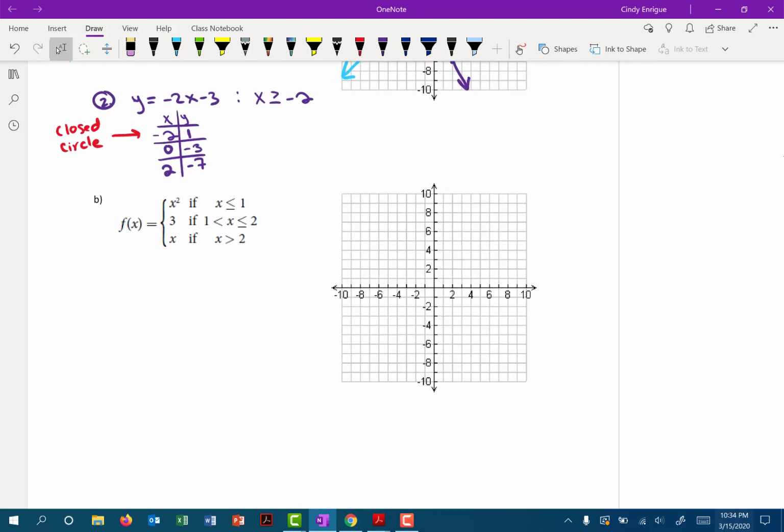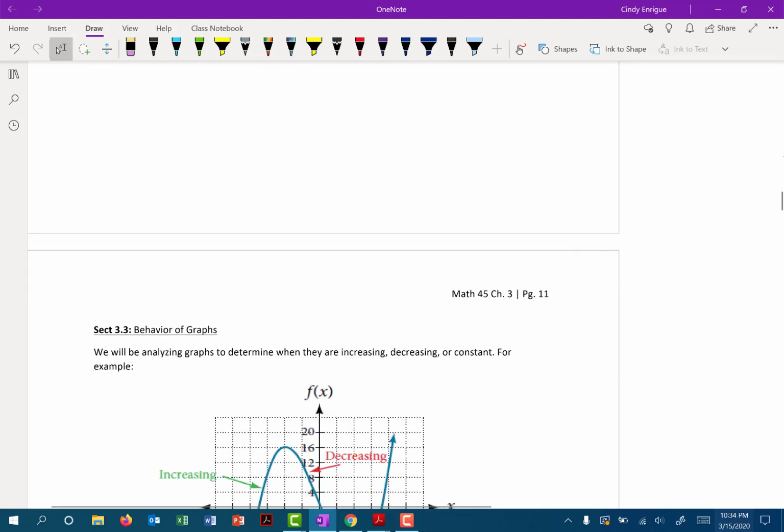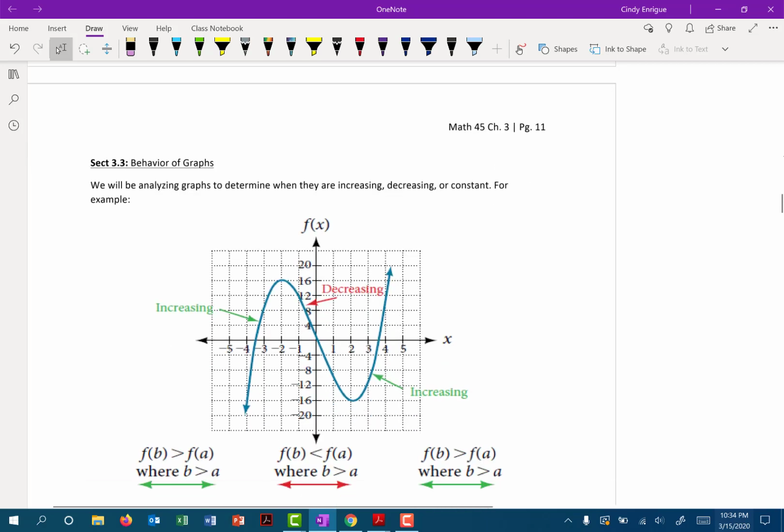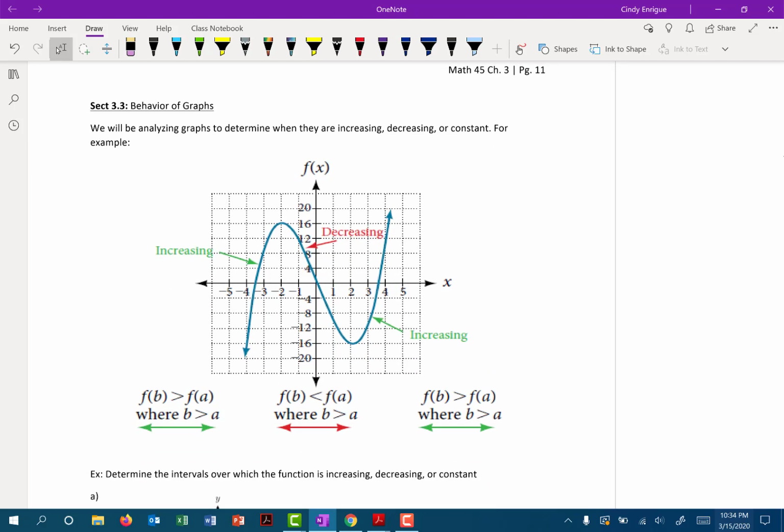For part B, we actually don't have enough time, so I'm going to go ahead and skip that one. Instead, I want to go into the behavior of graphs, which is going to be section 3.3, which is going to be in your next video coming up shortly.